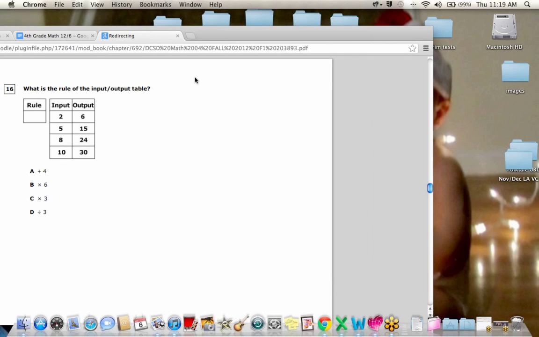All right, so our rule, basically, let's just look at it. What do I have to do to a 2 to end up with 6? And then what do I have to do to a 5 to end up with 15? What do I have to do to an 8 to end up with 24? So go ahead and look at your choices. If I add 4 to 2, is that going to give me my answer? Yeah. But what if I add 4 to 5? That's not going to give me the right answer. So right away, you can eliminate this one and then work on down the line.